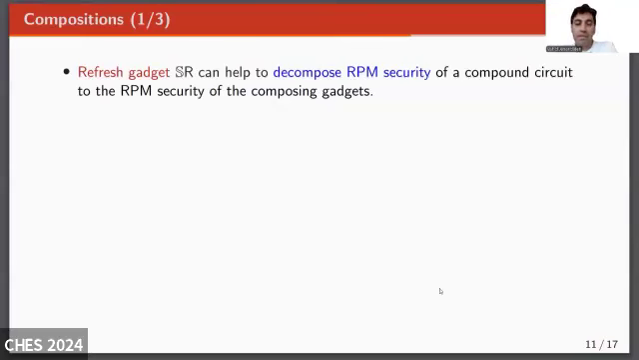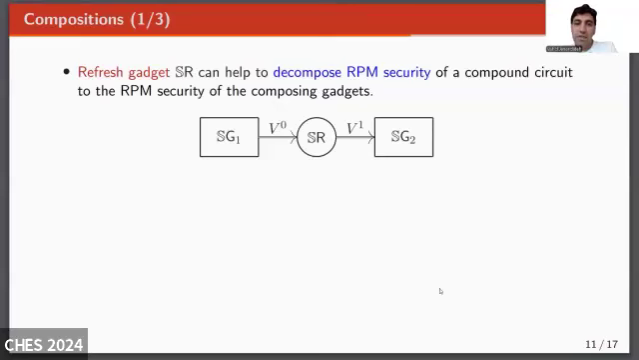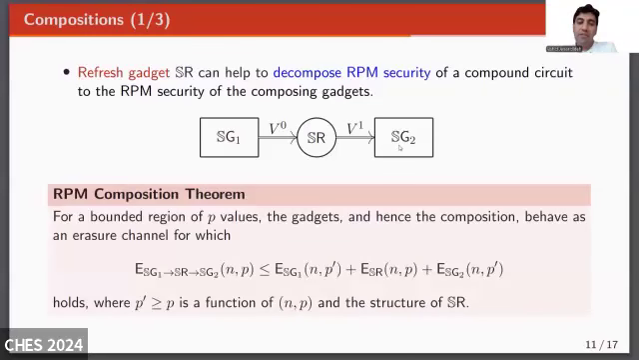Going to more complex structures, we need other tools. We develop a composition theorem for computing RPM security of complex structures. In this example, SG1 is processing a native variable V, and its output is fed to a refresh gadget, and its output will be fed into another gadget. For this composition, we show that the probability that the adversary obtains native V from this structure can be bounded by 3 terms. One for this gadget, one for refresh, and one for the final gadget.